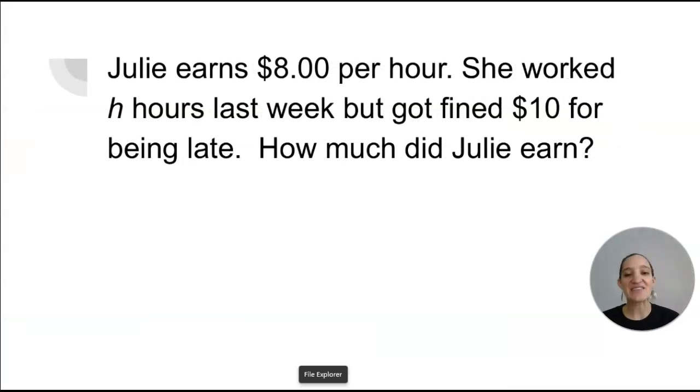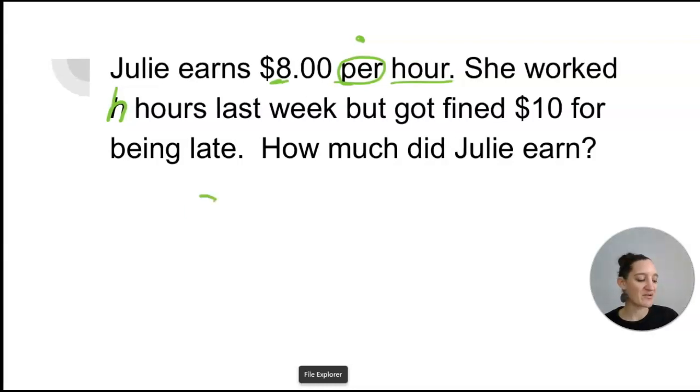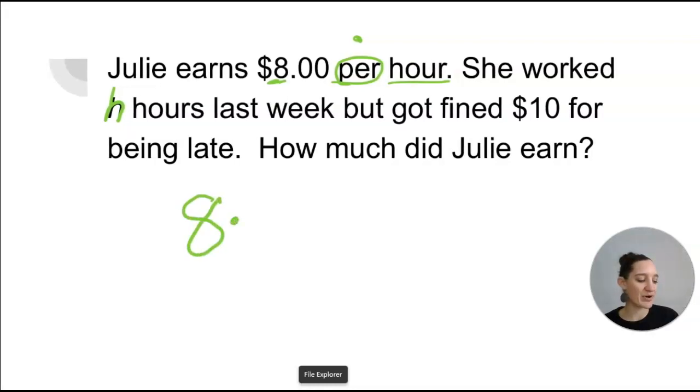Julie earns $8 per hour. She worked 8 hours last week, but got fined $10 for being late. Oh, how much did Julie earn? All right, I see $8 per hour. And we don't know how many hours she worked yet. That's why we have an H for hours. So $8 per hour last week.